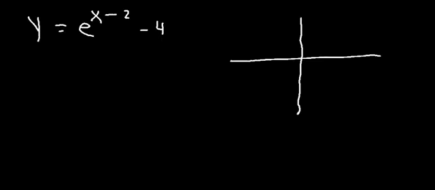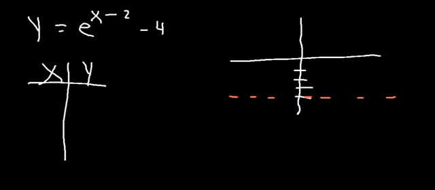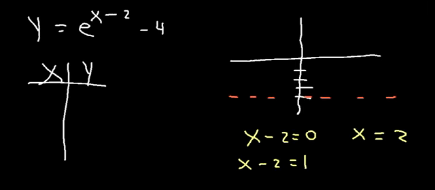So now we're going to work on a different type of exponential function, one dealing with base e. So let's say e to the x minus 2, actually, let's do minus 4. So let's start with the horizontal asymptote, which is at -4. And then let's make our table. Same rules apply here. Now we're going to set x minus 2 equal to 0 and 1. So the numbers that we want to choose are 2 and 3.